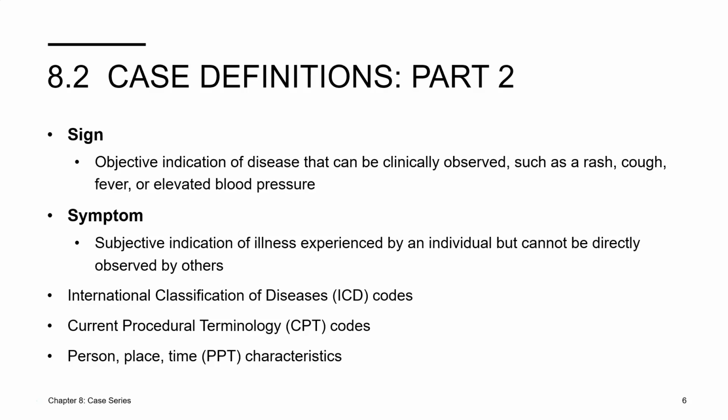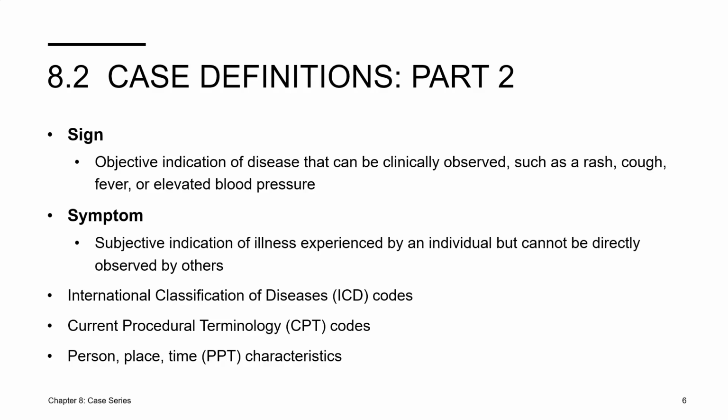It could also be a specific sign or a symptom. A sign is an objective indication of disease that can be clinically observed, such as a rash, a cough, a fever, or elevated blood pressure. A symptom is a subjective indication of illness experienced by an individual, but cannot be directly observed by others.